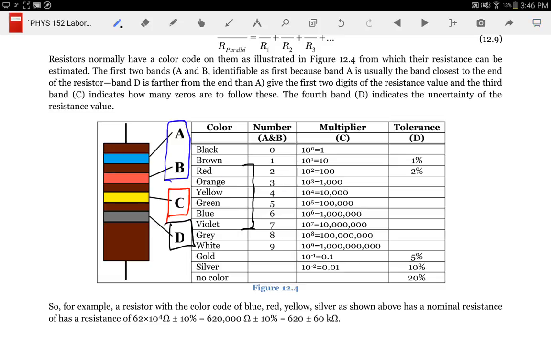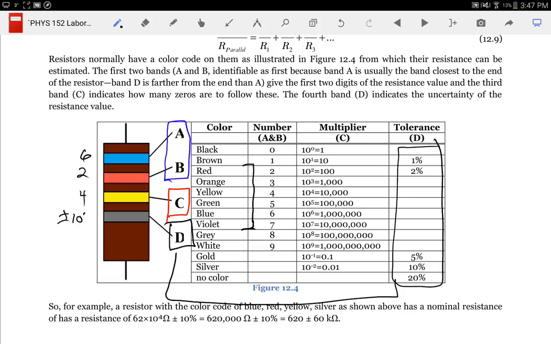But these they just tell you a number. So if you look at this here, you have blue. Look over here for blue, and you say, oh, that's a 6. And then you have red. You look over here for red, that's a 2. Then we have yellow. Look over here for yellow, and that's a 4. And then the last one goes over here. And so this here is supposed to be silver, and silver is plus or minus 10%.